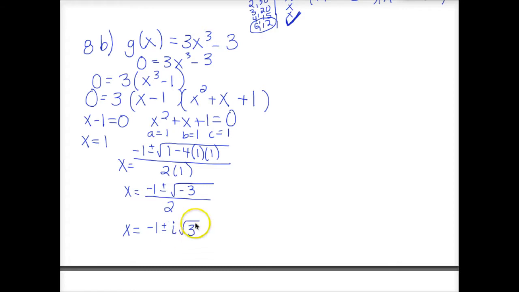Now you would always look to see if your radical simplified. In this case it does not, because 3 is prime. And so 2 is our denominator. So we've got these, which represent 2 zeros, the plus and the minus. Here's a third 0. I know I've found them all because I found 3 zeros, and the degree is 3.